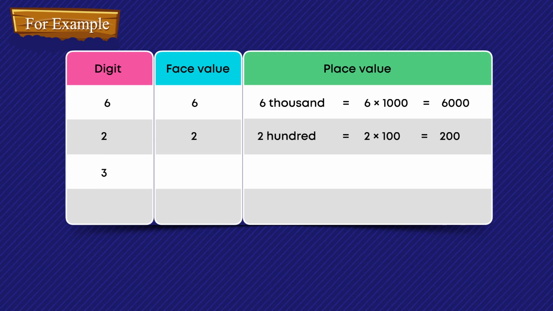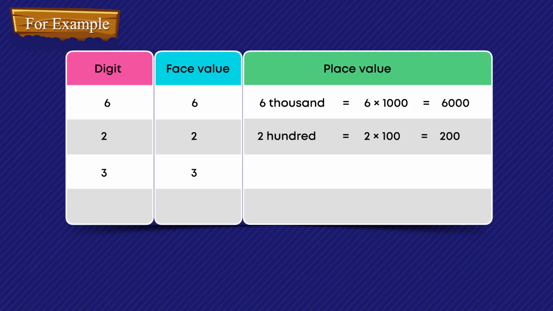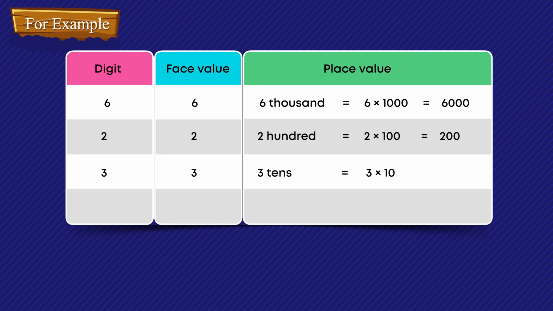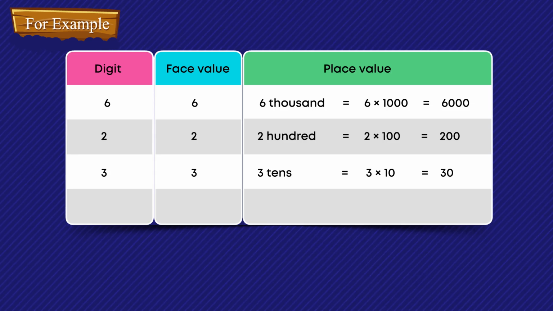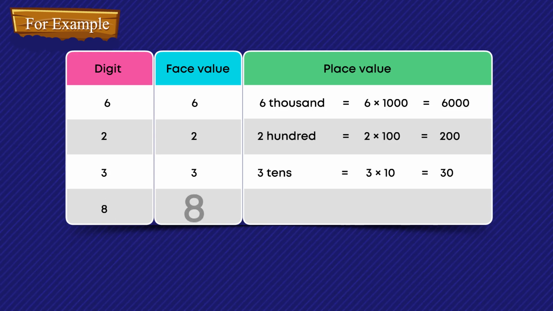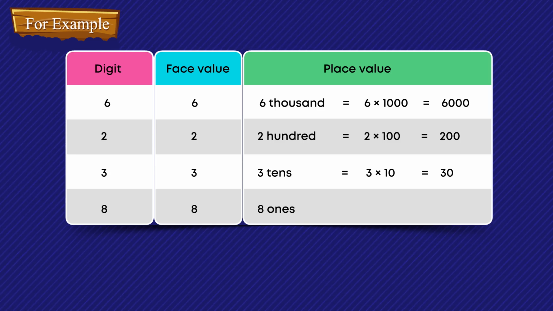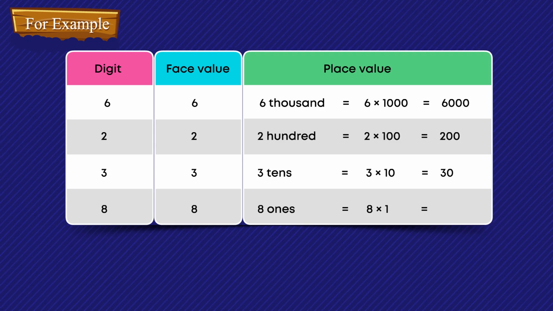Digit 3, face value 3, place value 3 tens is equal to 3 times 10 is equal to 30. Digit 8, face value 8, place value 8 ones is equal to 8 times 1 is equal to 8.